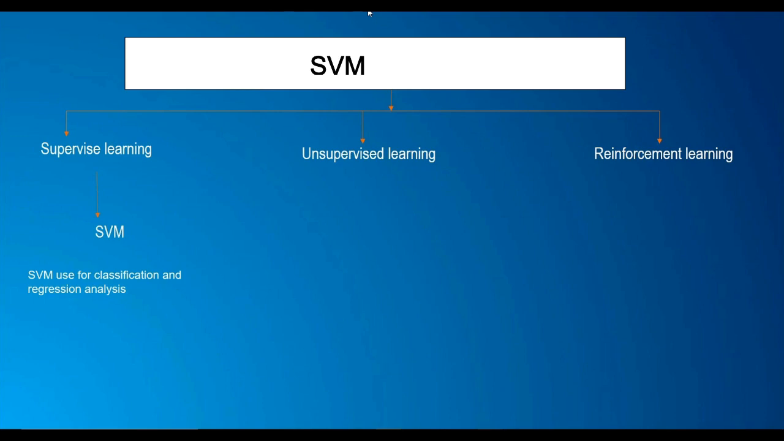Why does SVM fall under supervised learning? Because here also you require training sites or training samples, which you need to put inside your model. Then only will you get good classification accuracy, so it always depends on your training samples. Why are we using SVM? We are using SVM for classification and different kinds of regression analysis.